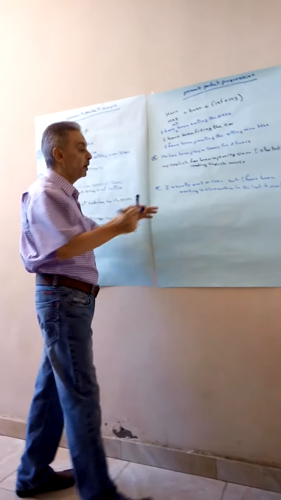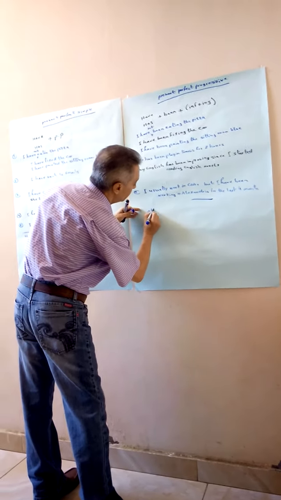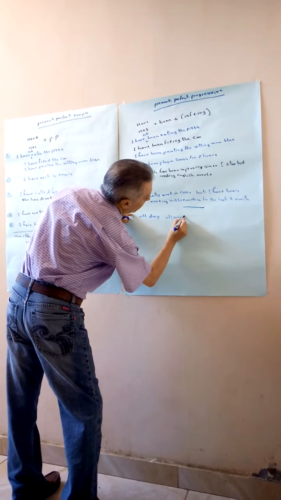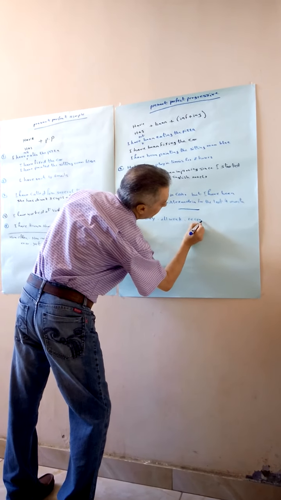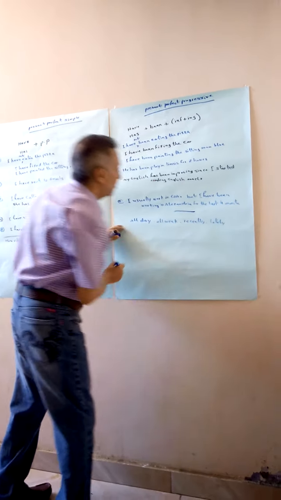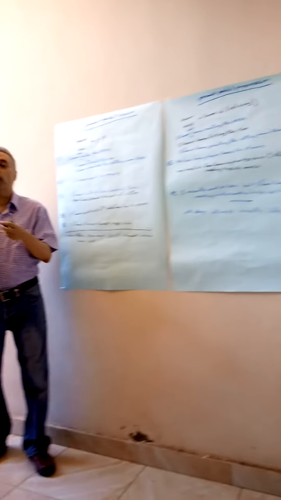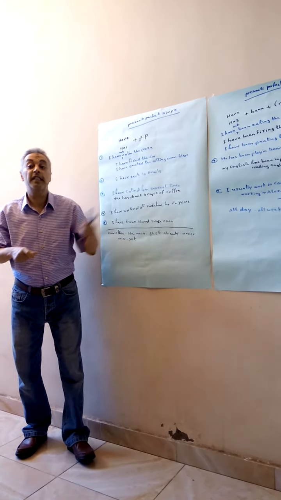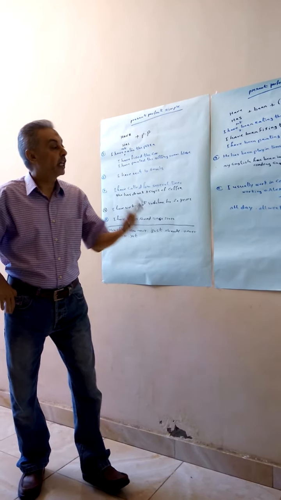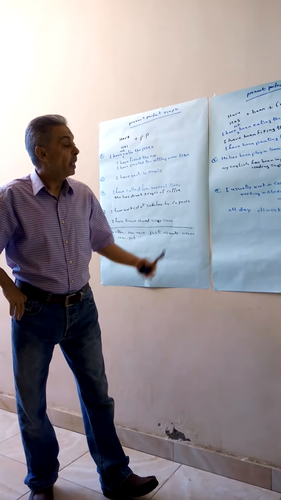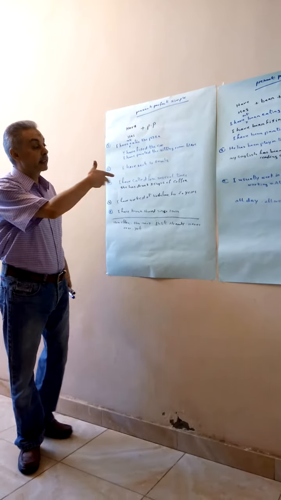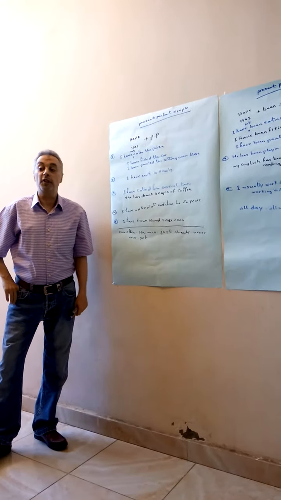Adverbs used with present perfect progressive. All day, all week, recently, lately, all year, all month. These are all adverbs used with the present perfect progressive. I can say, recently I've been trying to eat more healthy food. Lately I have been traveling to France many times. These adverbs can be used with present perfect progressive.